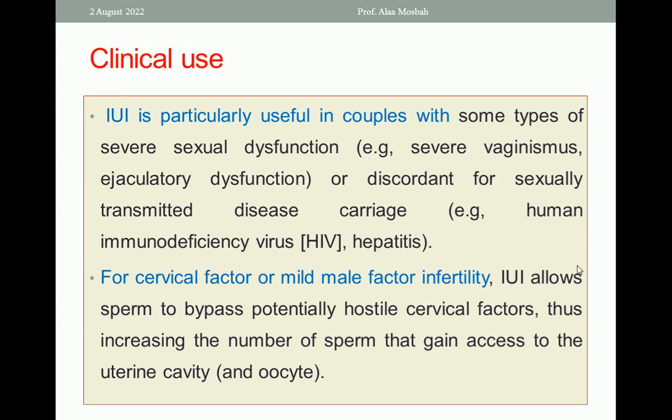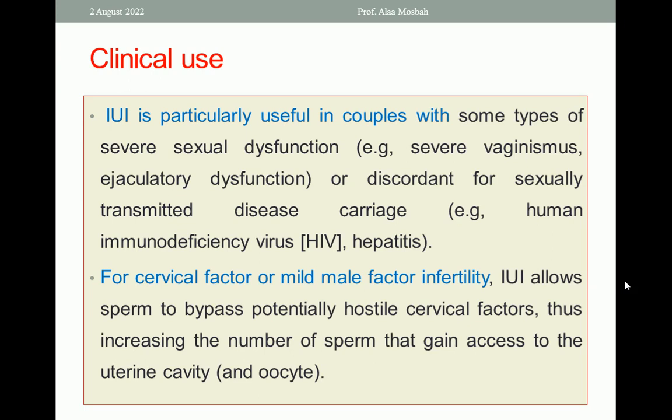For cervical factor or mild male factor infertility, IUI allows sperm to bypass potentially hostile cervical factors, thus increasing the number of sperm that gain access to the uterine cavity. If you suspect that the cervical mucus is hostile to the sperm, then by the use of IUI you are bypassing this hostile cervix.